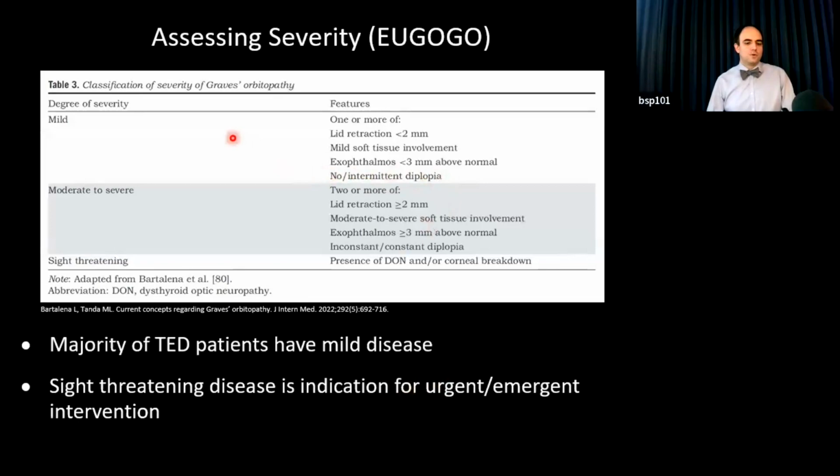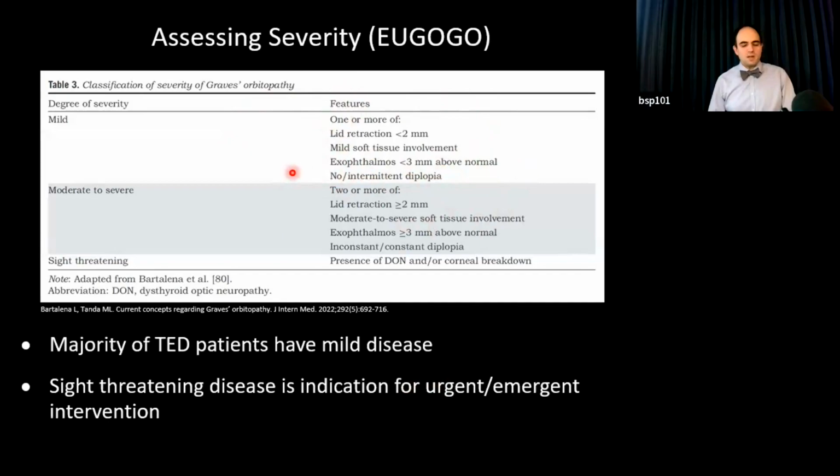And there's a EUGOGO scheme for determining the severity of this disease, so the grade. Basically, mild disease is just mild eyelid involvement, maybe a little bit of fat expansion. I don't look at these criteria very much. I look at the patient and I have a gestalt, but in terms of doing clinical trials, they have fairly defined criteria.